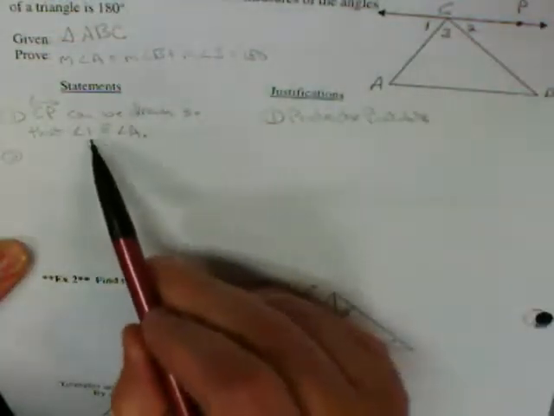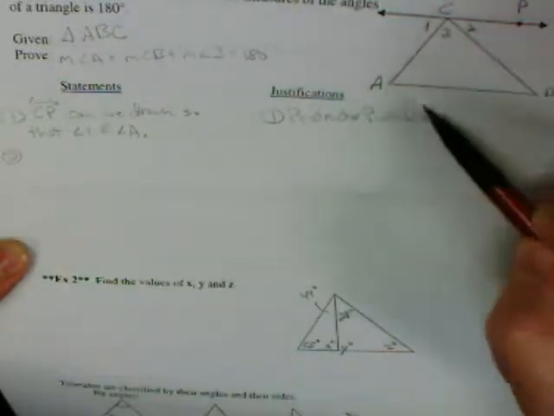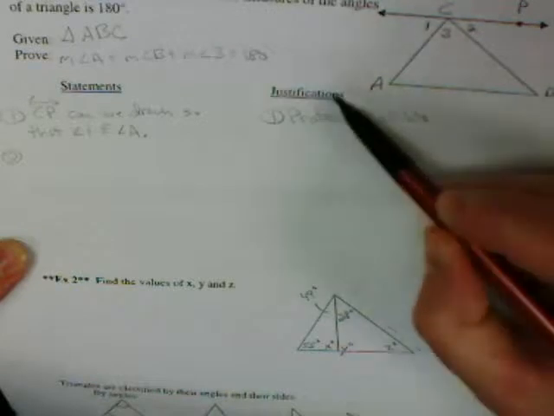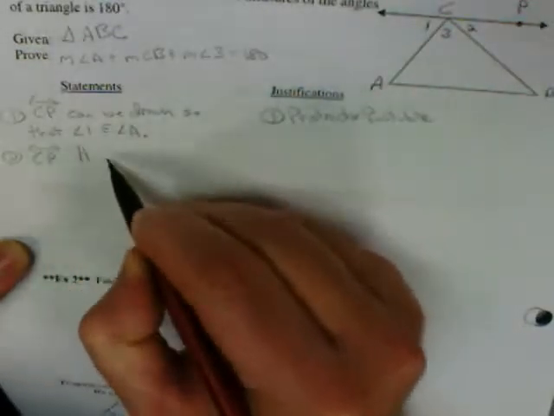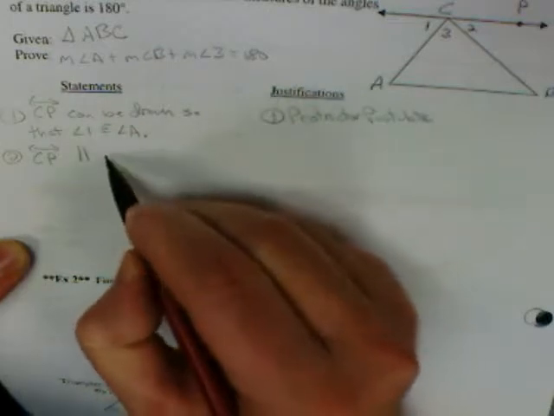Well, if we just showed that 1 is congruent to A, angle 1 and angle A, you could think of those as alternate interior angles, because you have a line here and a line there. You could picture line AC as a transversal. So those are alternate interior angles. So if 1 is congruent to A, that means those two lines have to be parallel. So line CP must be parallel to segment AB.